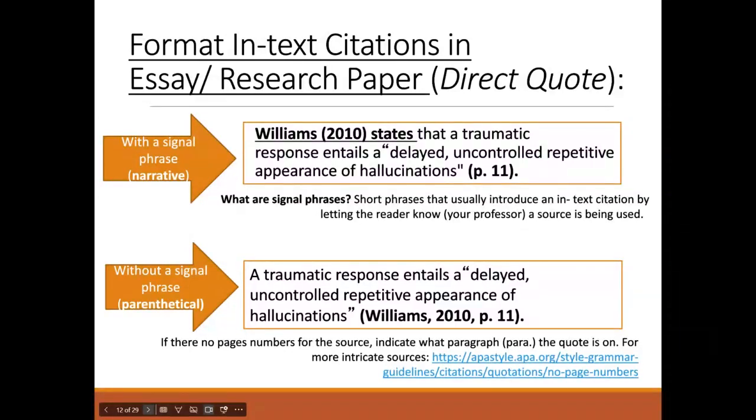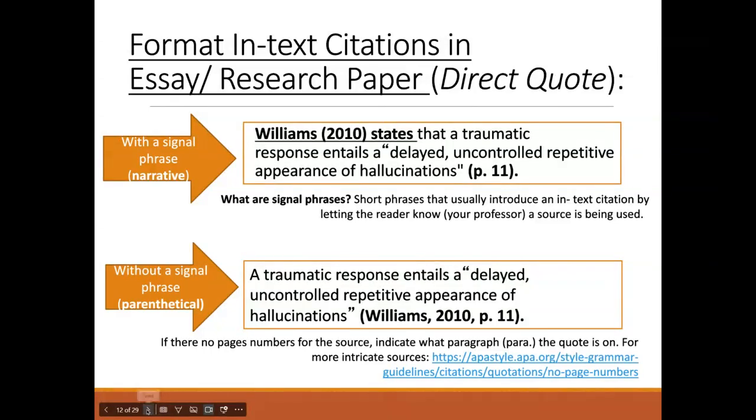Most times, the sources that you have may not have a page number. So if there is no page number, then use the paragraph. What I mean by using the paragraph is that you count what paragraph that quote is on. And instead of putting p. for page, you're going to put para. and then the number. There are much more intricate sources that don't have page numbers, especially if you watch videos or look at pamphlets. Usually you can use the paragraph, but APA style has a blog that mentions how to properly cite sources that don't have page numbers. I have provided that link here as well.